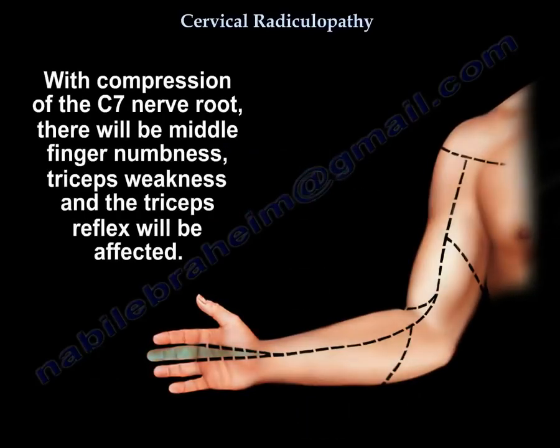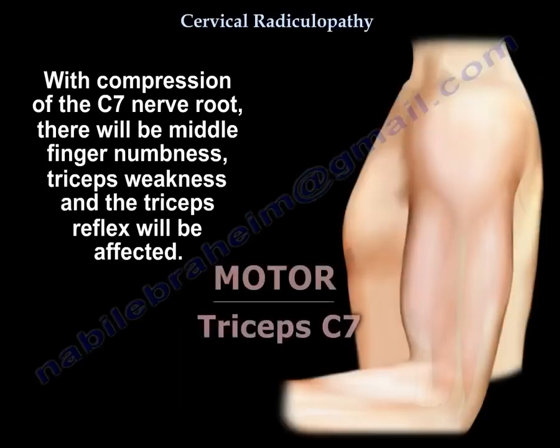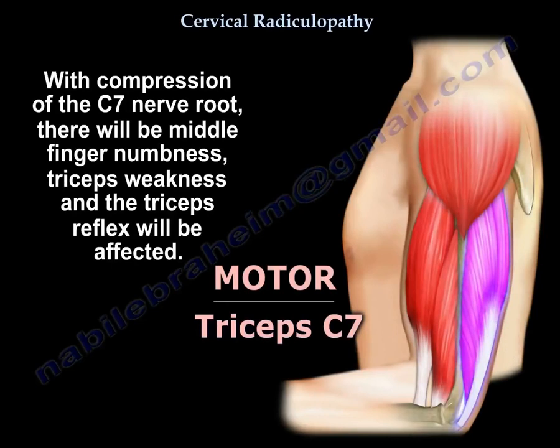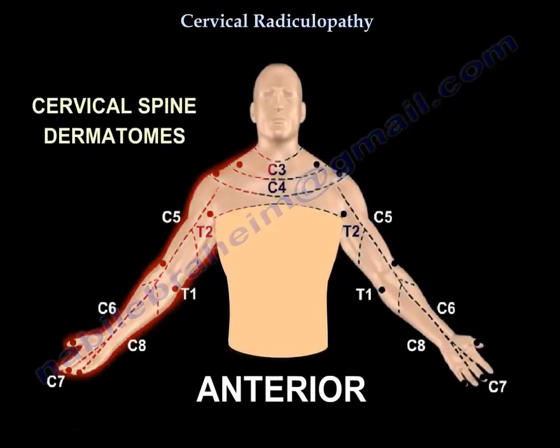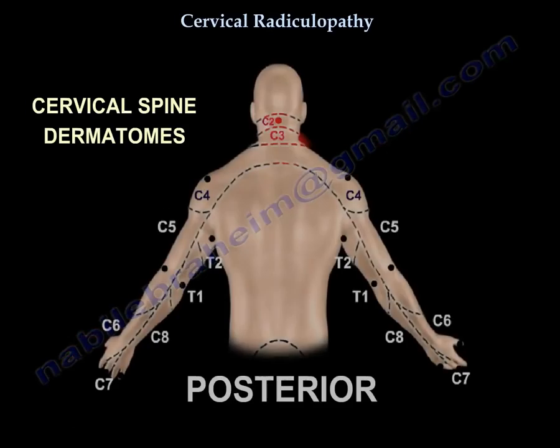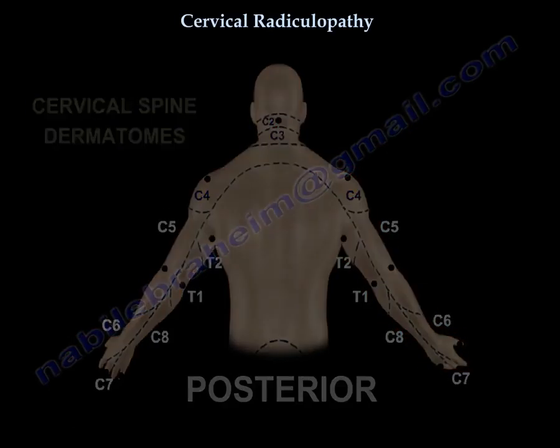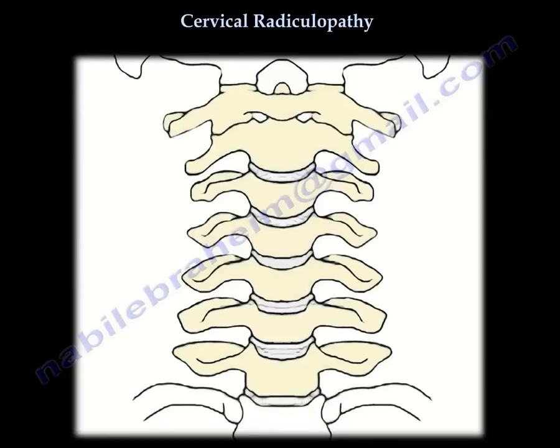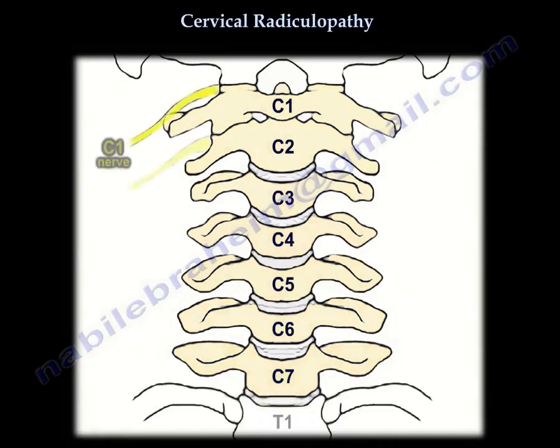If you have C7 nerve root, you will get the middle finger numbness, you will get the triceps weakness, and triceps reflex will be affected. There is an easy way to remember the dermatomes and the muscle function. But let's understand the arrangement of these nerve roots. You got 7 vertebrae, but 8 nerve roots.